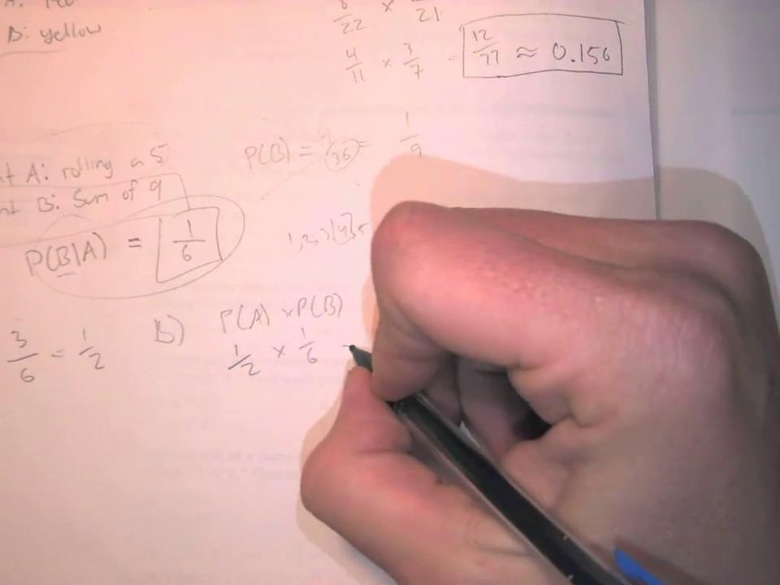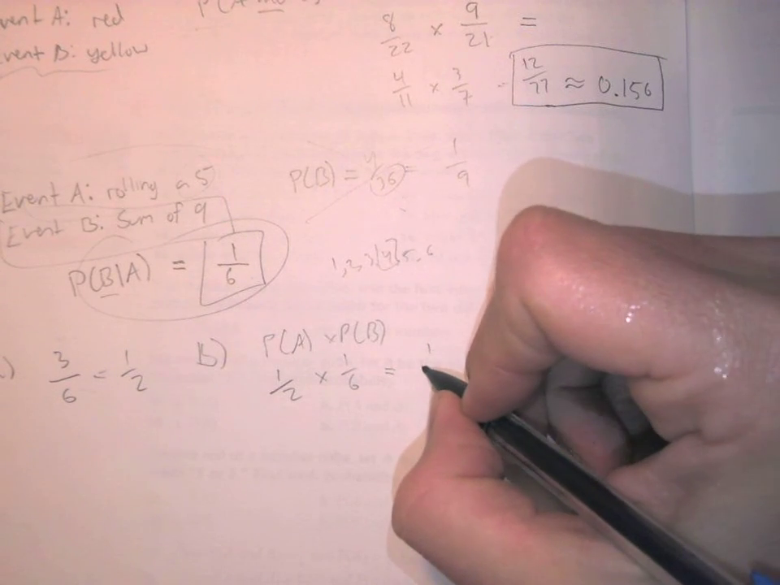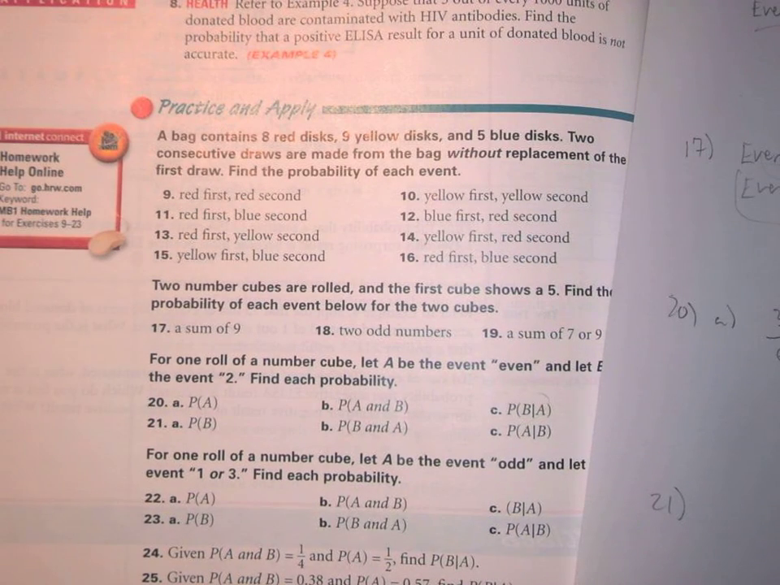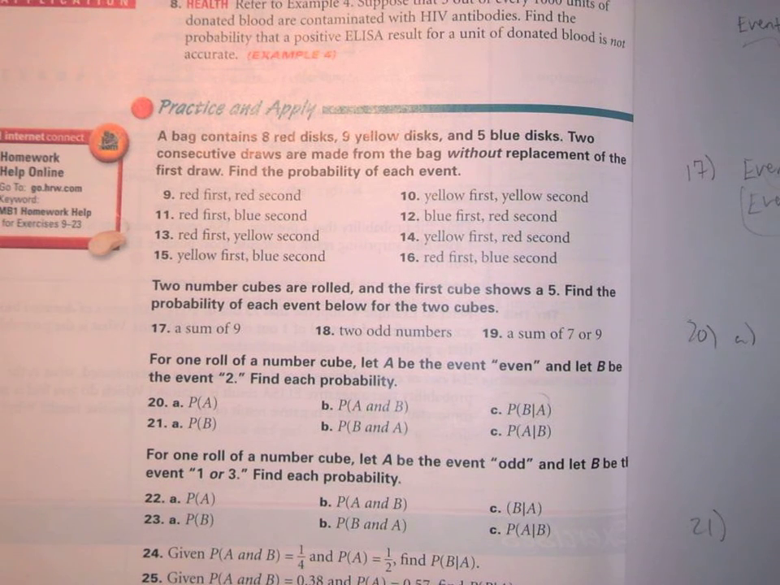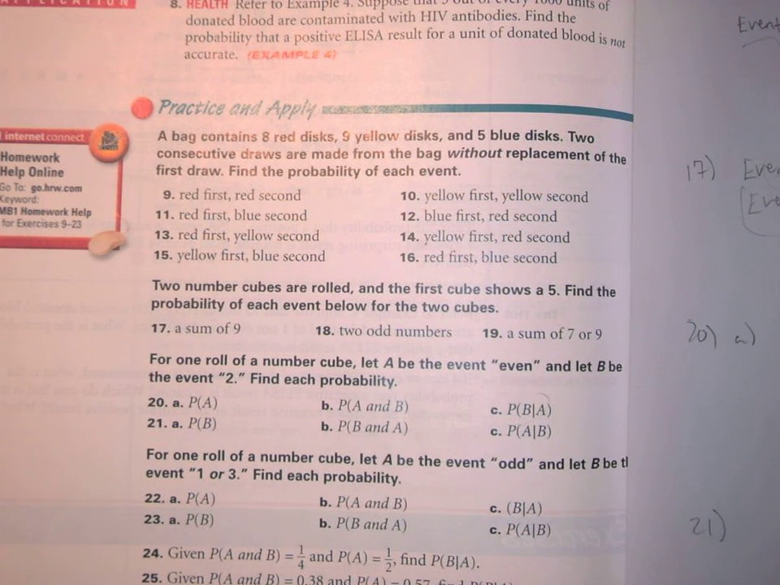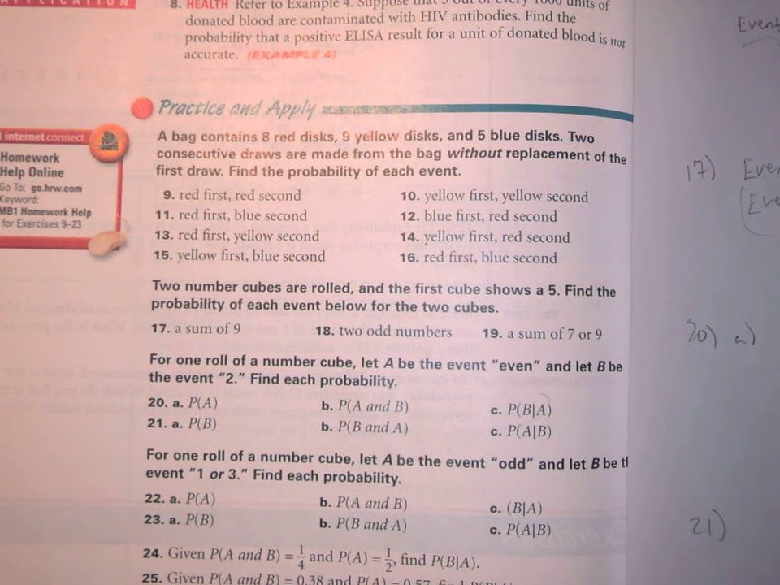So if we multiply those together, the probability of A and B is 1 over 12. That doesn't seem right. Hang on a sec. Probability of A and B should be 1 over 6, I think. Even and 2.